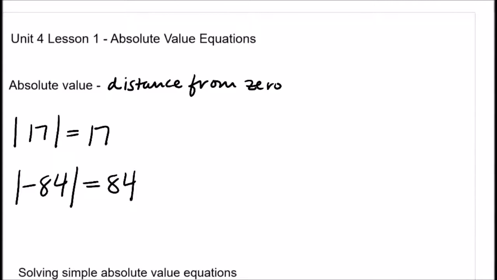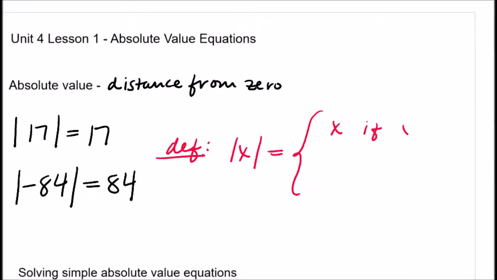Okay, so in general, we could define the absolute value of a number. If it's positive, like this one here, absolute value didn't do anything to it. It's just the same as the number on the inside. And if it was negative, we took the negative away, which is the same thing as multiplying by negative 1. So it's like negative x if x is negative.